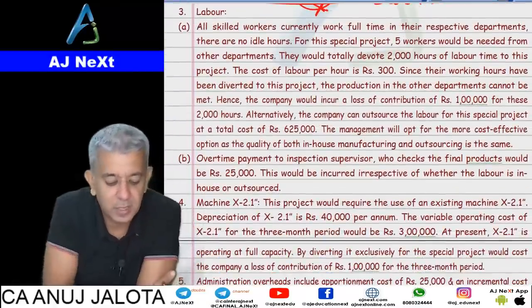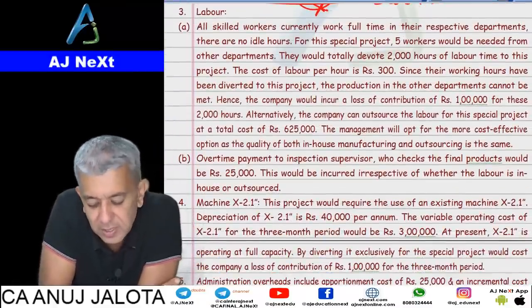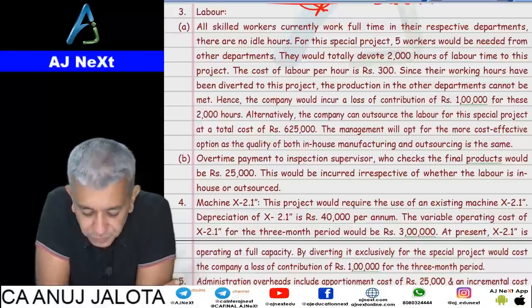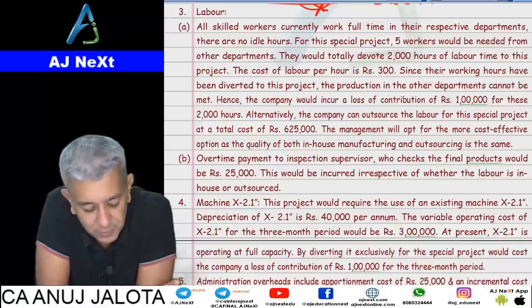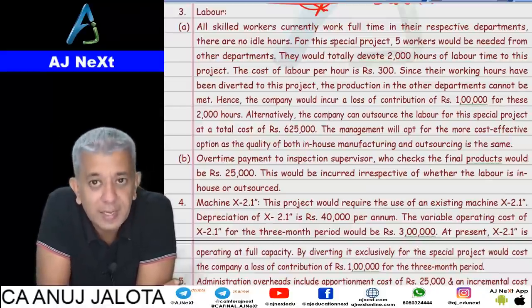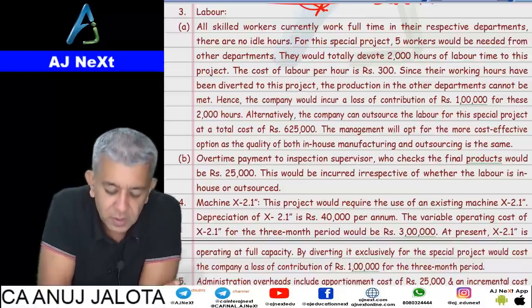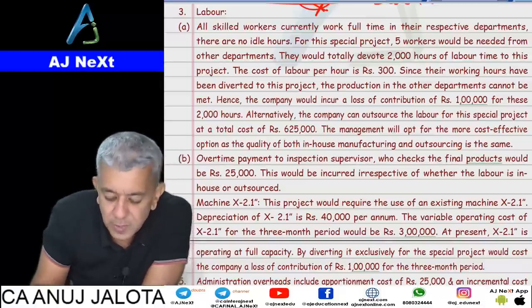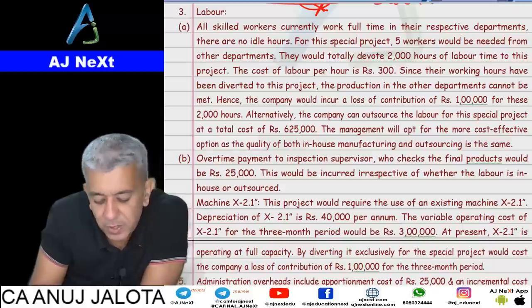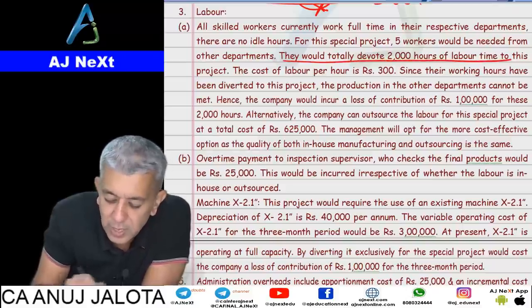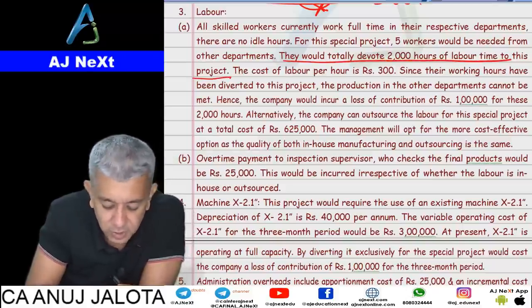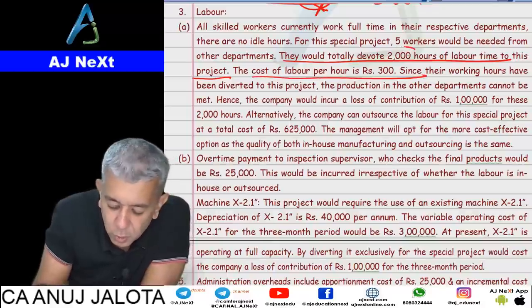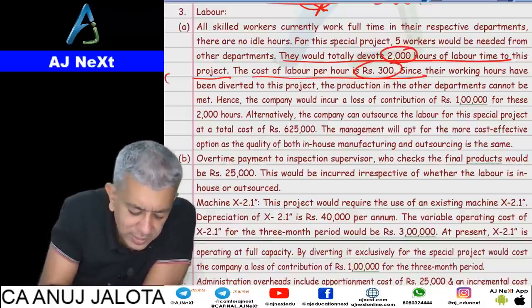Okay, then labor. In this particular case, all skilled workers currently work full time in their respective departments. There are no idle hours. For this special project, 5 workers would be needed from another department. They would devote 2000 hours of labor time for this project. The cost of the labor is 300 per hour. So 2000 into 300, I guess, will be 6 lakh rupees.